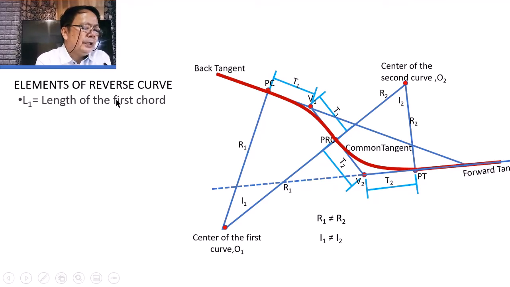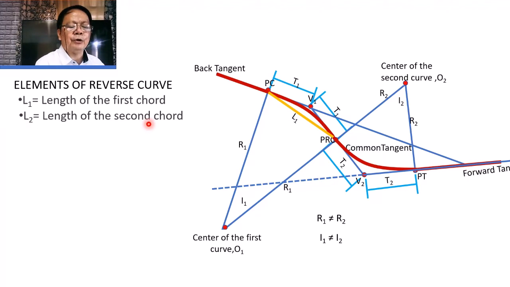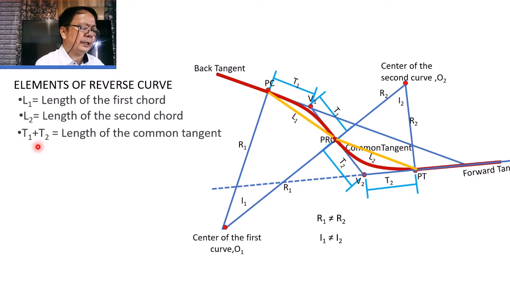So let us show here the length of the first chord. The length of the first chord refers to the distance from the PC to the PRC. So this is what we call the length of the first chord, and we normally denote it with L sub 1. The other element is the length of the second chord. The length of the second chord refers to the distance from the PRC to the PT, and that is our L sub 2.